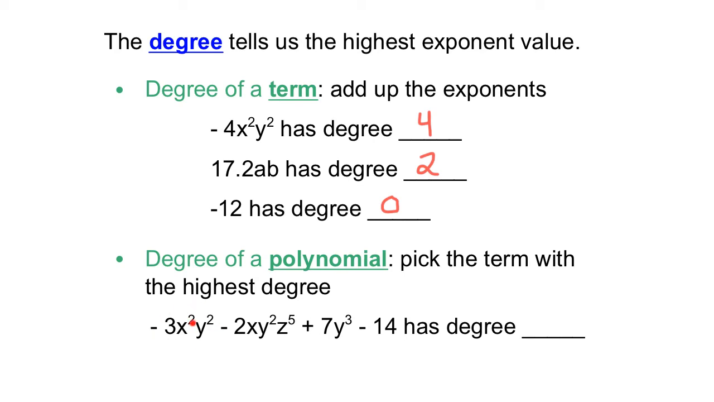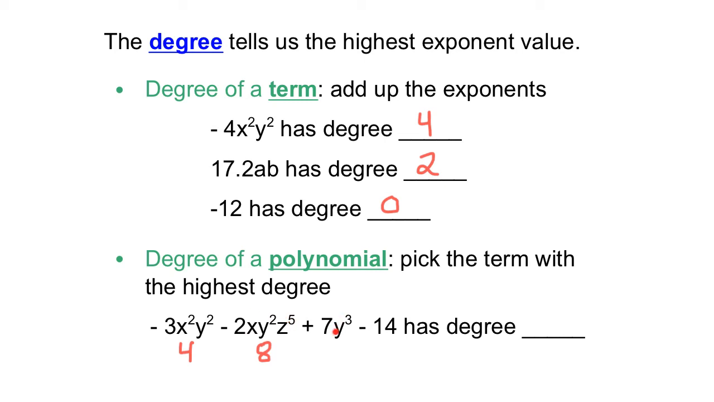Add the exponents, 2 and 2, so this has a degree of 4. The next term, the exponents are 5 and 2. Don't forget the 1. You don't see the exponent on this variable, it's a 1. So 1 plus 2 is 3 plus 5 is 8. This term has a degree of 8.